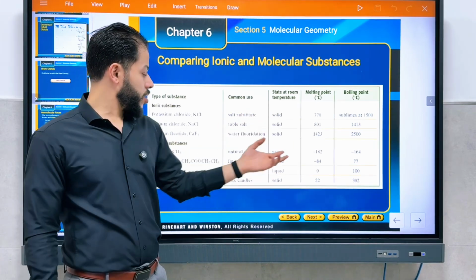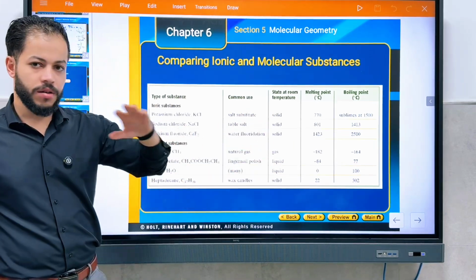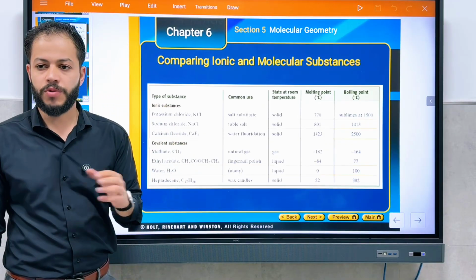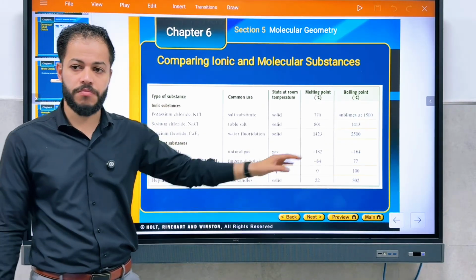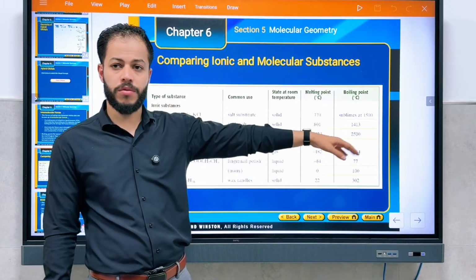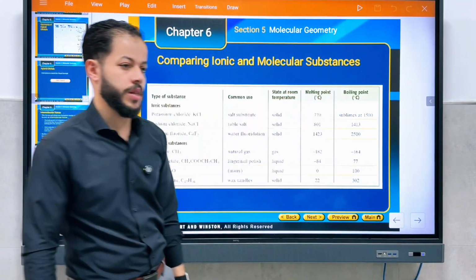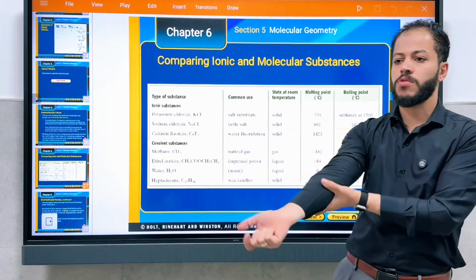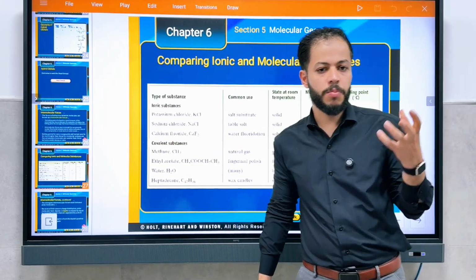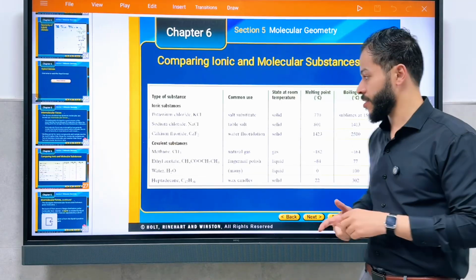And we have here the molecular compounds. It doesn't matter what type of intermolecular forces are between them, but as you see, their boiling points are much lower than the ionic compounds. Because we measure the intermolecular forces by what, guys? By their boiling point. Very good, Yanis. Okay.